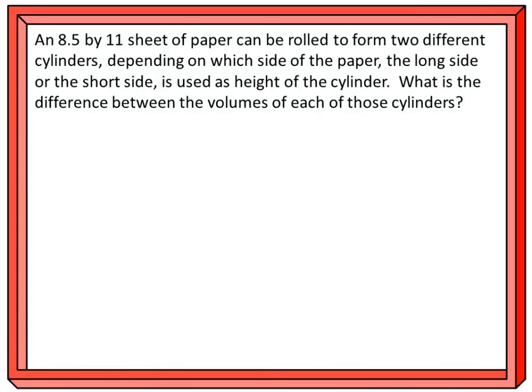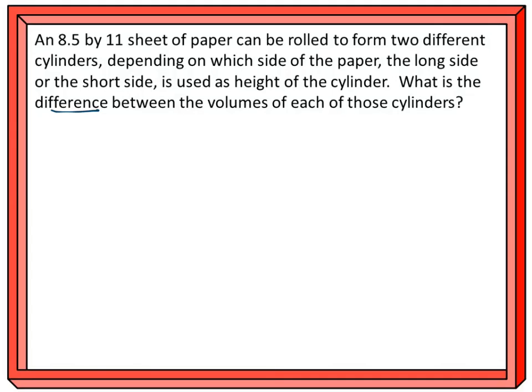An 8.5 by 11 sheet of paper can be rolled to form two different cylinders, depending on which side of the paper, the long side or the short side, is used as the height of the cylinder. So the question's asking what's the difference between the volumes of those cylinders. Some people went, hey, it's the same piece of paper, so any way I roll it, it's going to have the same volume, so if I take the difference of those two, I'd get 0, which is wrong, as you'll see here in a minute.